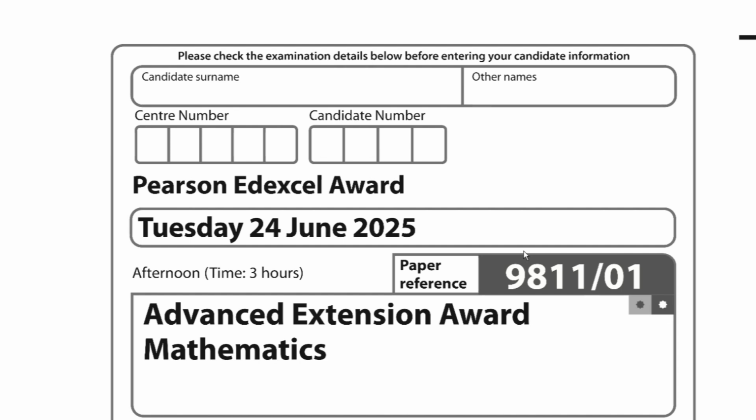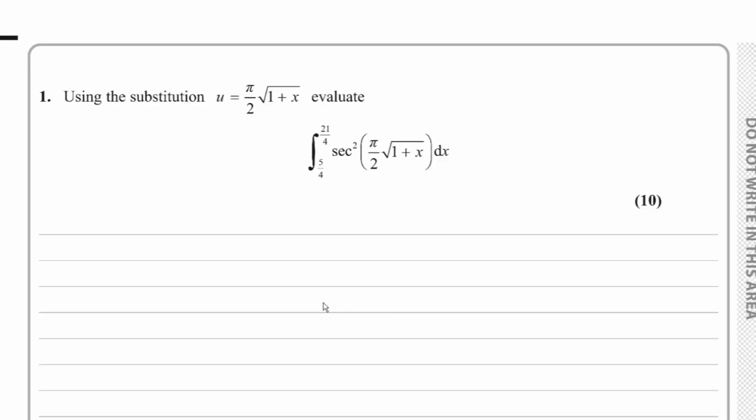This is the Edexcel Advanced Extension Award in Mathematics from the June 2025 series. Question number 1. Using the substitution u equals pi over 2 multiplied by the square root of 1 plus x, we have to evaluate the integral of sec squared of pi over 2 times the square root of 1 plus x with respect to x between 5 over 4 and 21 over 4.